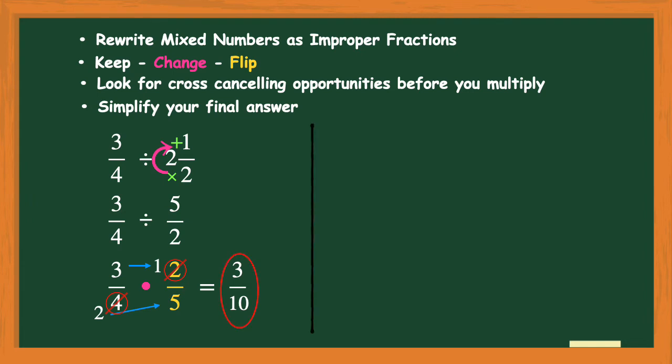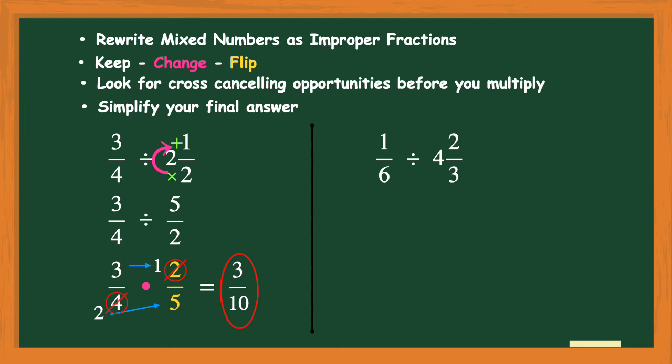All right, let's try one more. Let's try 1/6 divided by 4 2/3. And again, I have a fraction being divided, not multiplied, but being divided by a mixed number. And you can only divide a fraction by another fraction. So I'm going to start by rewriting that mixed number as an improper fraction.